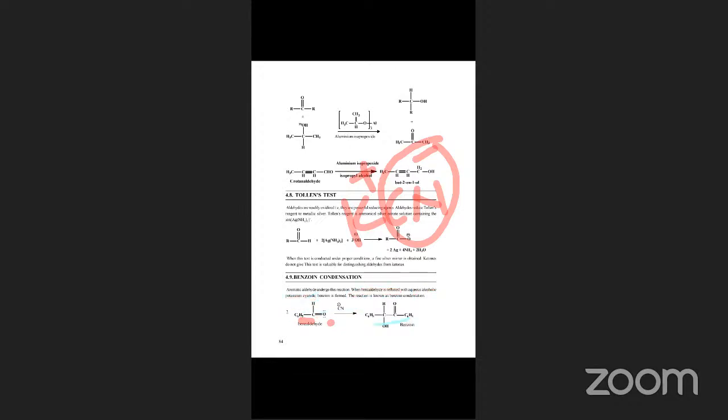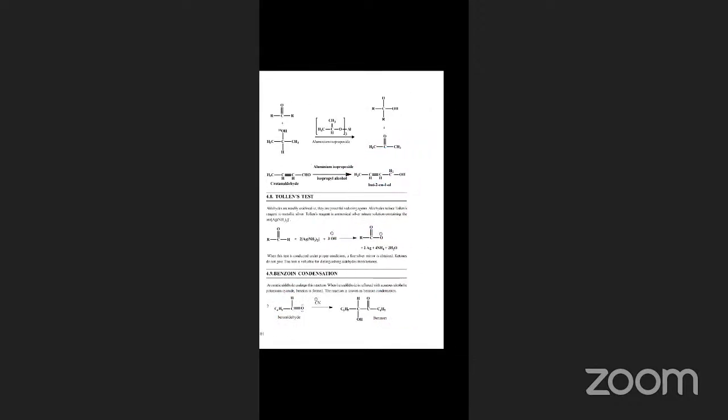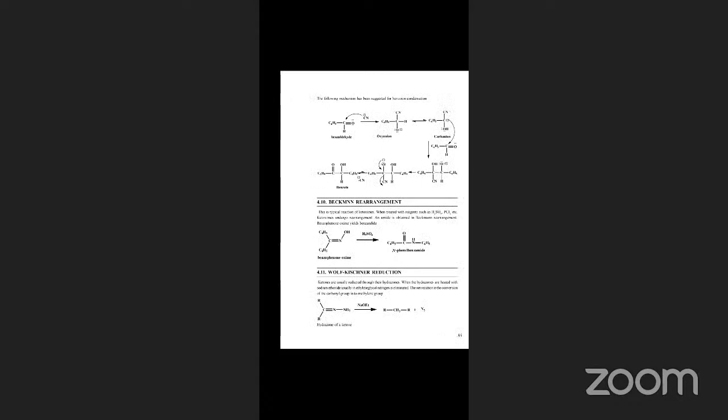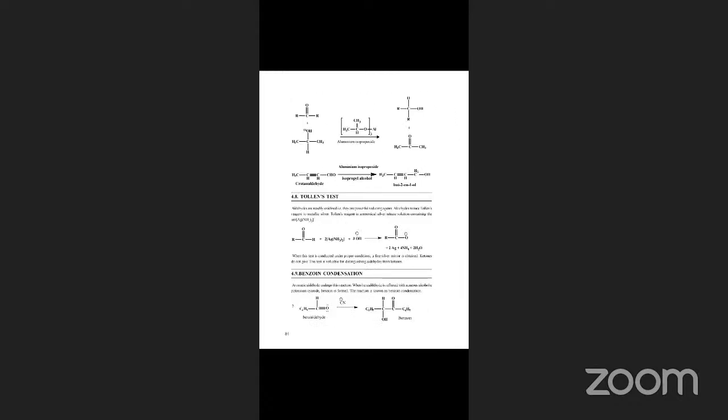2 moles condensation. See the mechanism. You write the reaction simply: 2 moles of benzaldehyde in the presence of KCN. The definition is: 2 moles of aromatic aldehydes in the presence of potassium cyanide are converted into benzoin. This reaction is called benzoin condensation.